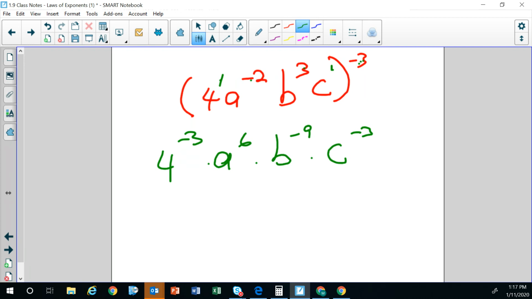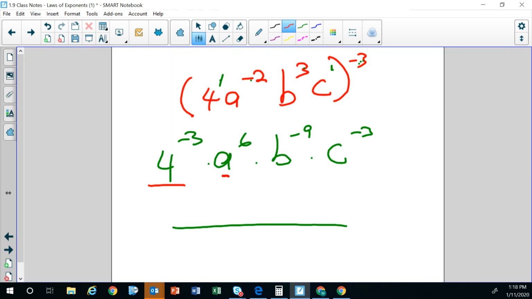This is not my final answer because I have negative exponents. And remember, if we have negative exponents, we have to simplify further and make them positive. So if it has a negative exponent, we're going to bring it to the bottom of the expression. So I'm going to draw a line. Okay. Now, that is going to go to the bottom.